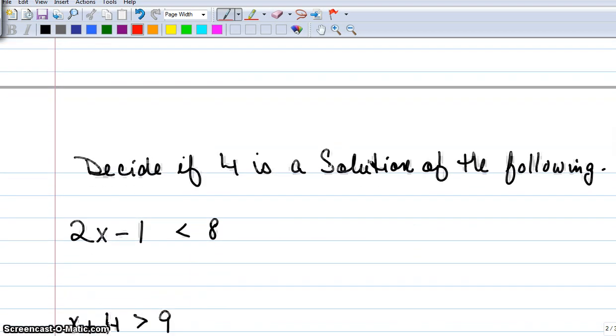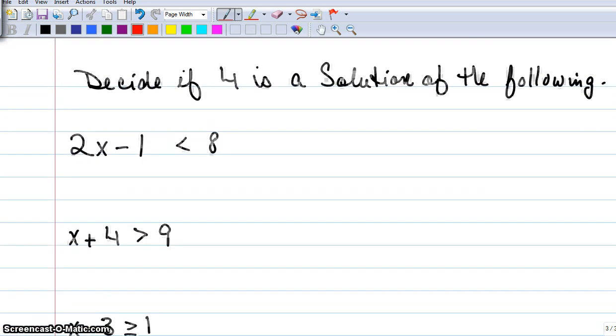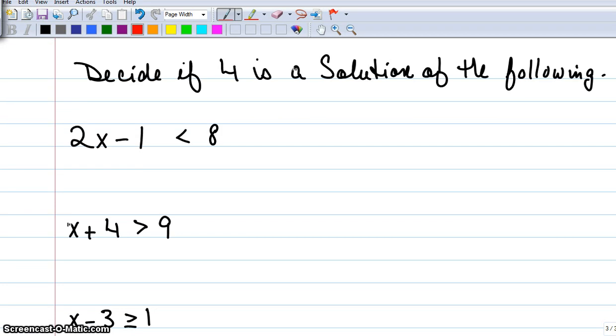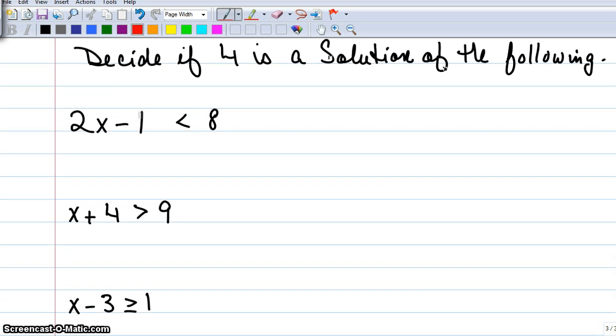Now let's go and take a look at some inequalities. Now they want us to decide if 4 is a solution of the following. So everywhere I have x, I'm going to plug in a 4. So now I have 2 times 4 minus 1 is less than 8. 2 times 4 is 8. 8 minus 1 is less than 8. 8 minus 1 gives me 7. 7 is less than 8. So, yes, 4 is a solution.